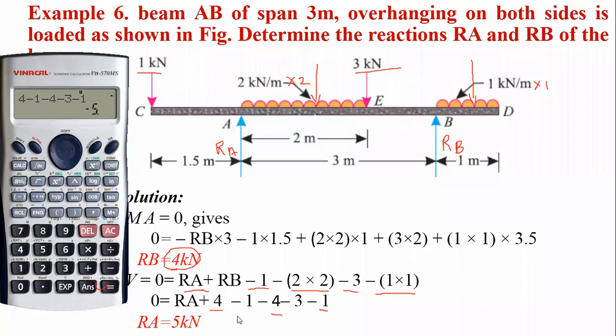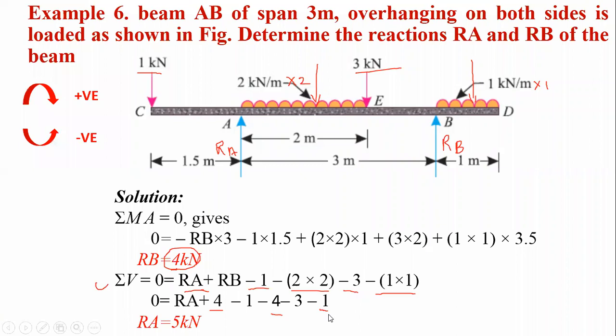Now this minus 5 term, if we take it to this side, becomes a plus 5 term. That's why your reaction RA will be plus 5. By such a way, we have found out the reaction RA and reaction RB of the provided beam by using the equilibrium conditions. Now let us proceed to another problem, and then we will stop over here.